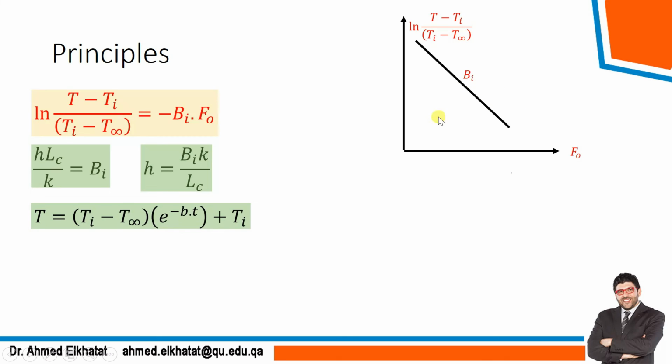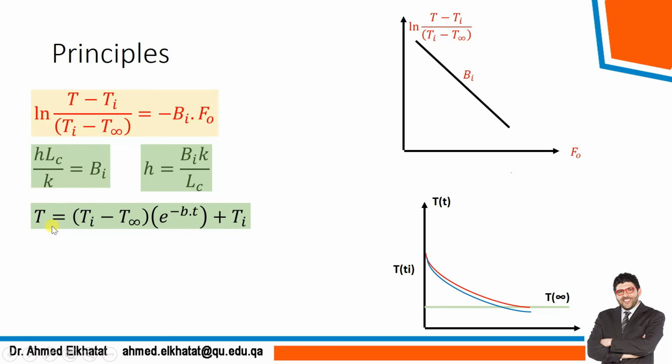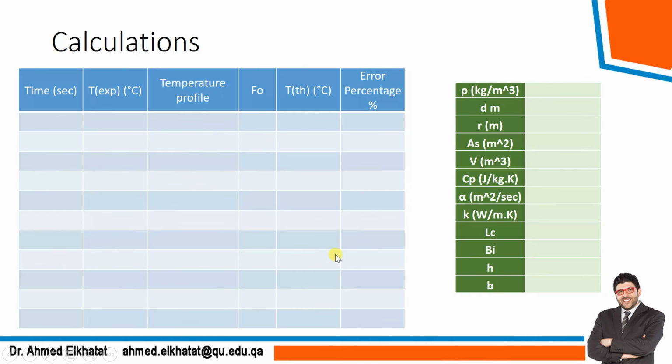So we have the temperature curve, the accurate curve, or we can say the experimental curve, and we can have a model curve. So we can have two temperatures: one for the experimental curve we obtained from the experiment, and we can calculate another temperature using this equation and compare between them. So this is the calculation of the experiment.